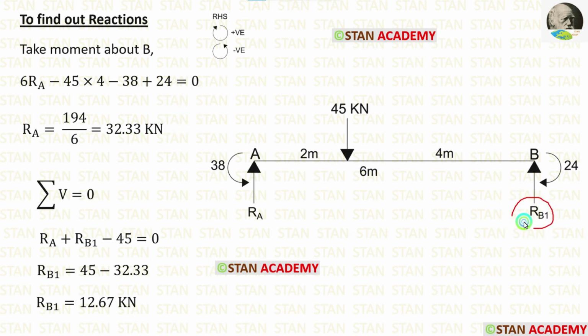To calculate RB1, let us apply the rule: summation of vertical forces is equal to 0. In this span, we have three vertical forces, RA, RB1 and 45. RA and RB1 are acting upwards, so both are positive. 45 is acting downwards, so it is negative. We have already calculated RA, which is 32.33. We can apply that. Finally, we are getting RB1 as 12.67 kN.